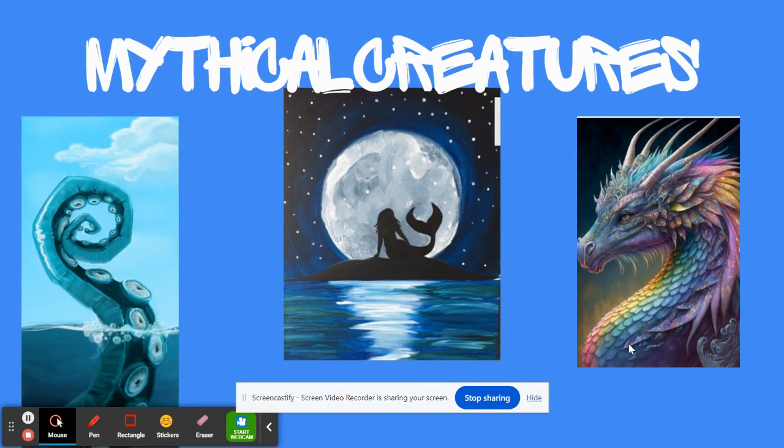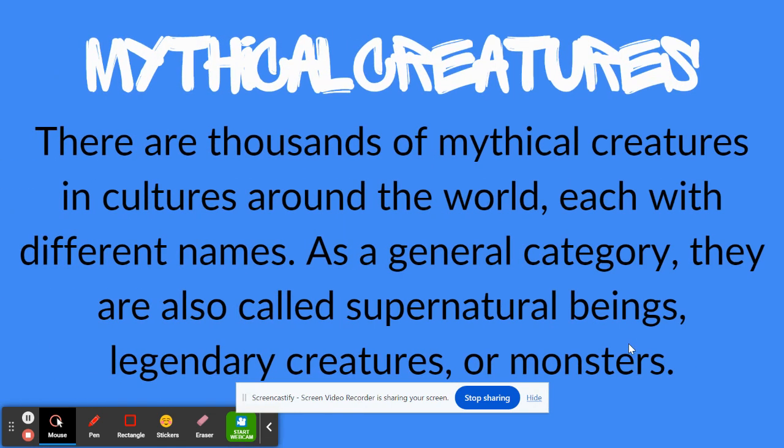Okay, so here we have a kraken, we have a mermaid, we have a dragon, and there are thousands of mythical creatures in cultures around the world, each with different names. And as a general category, they're also supernatural beings, legendary creatures, and sometimes they're even called monsters. And you've seen so many of these mythical creatures, specifically in Greek mythology, in a lot of these different live action movies.